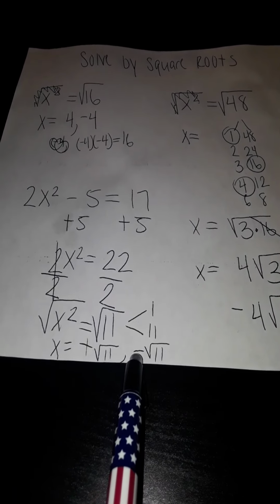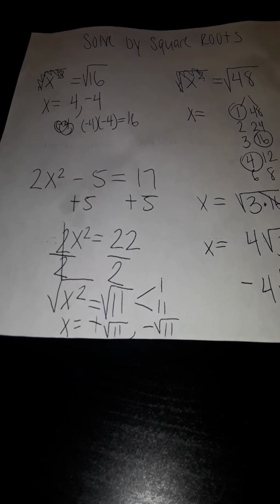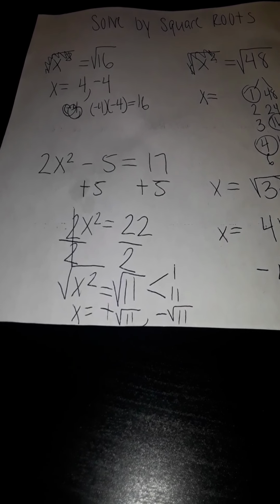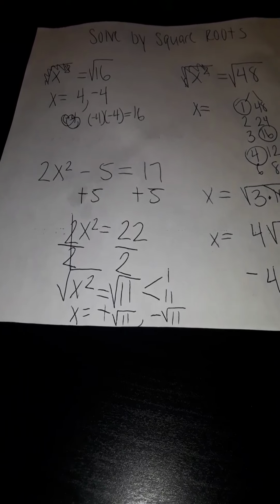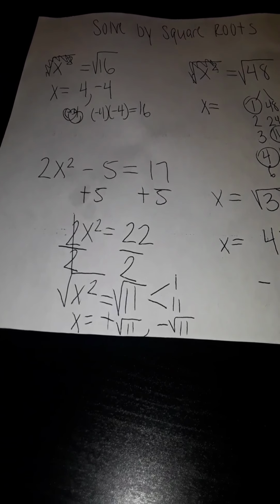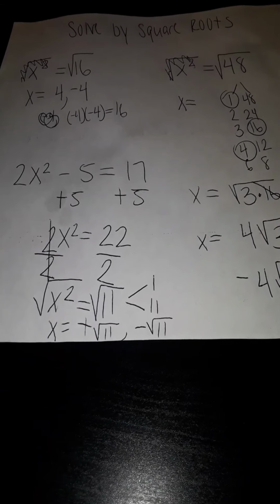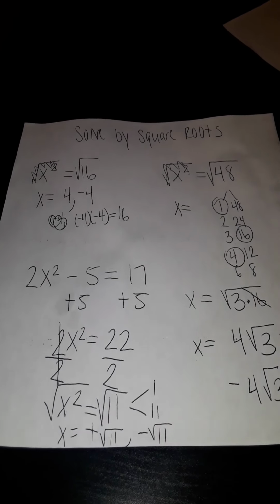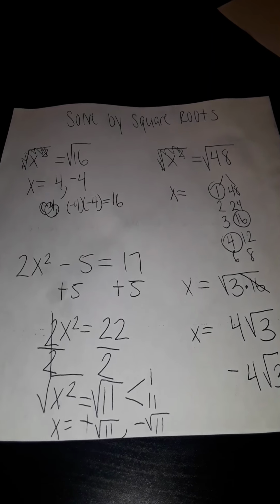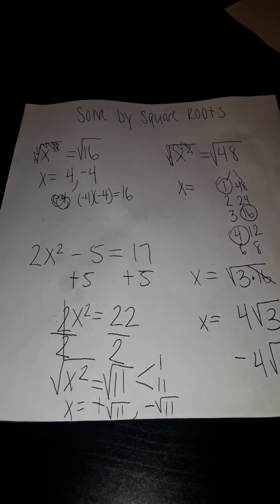And please make sure that you realize that the negative has to be on the outside. It is not allowed to be on the inside unless we were dealing with imaginary numbers, and we would have done that if we weren't doing distance learning, but it was scrapped. All right, so that's solving by doing square roots. See you guys soon out in the real world, maybe.